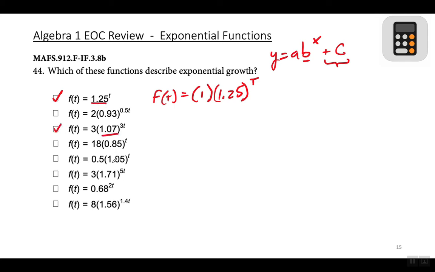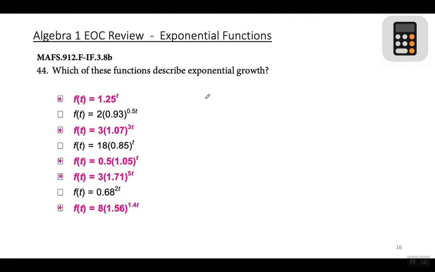This one is greater than 1. Si b es un número más grande que 1, eso es crecimiento exponencial. So this one is correct. This one is decay. This one is growth. Again, if there's only one number written, that means that A is an invisible 1. Si solamente hay un número escrito, eso quiere decir que A es un 1 invisible. So there are the correct answers.